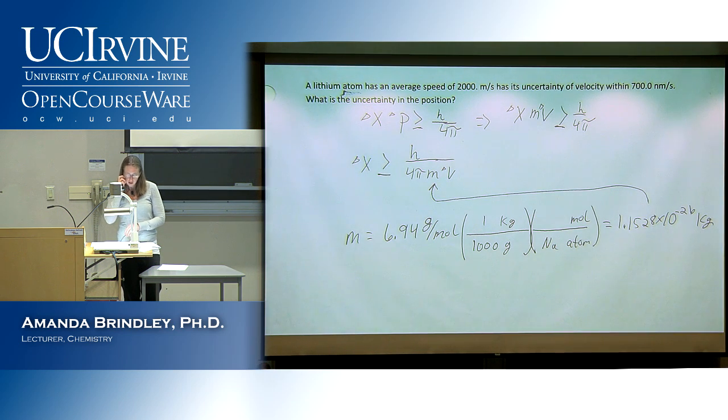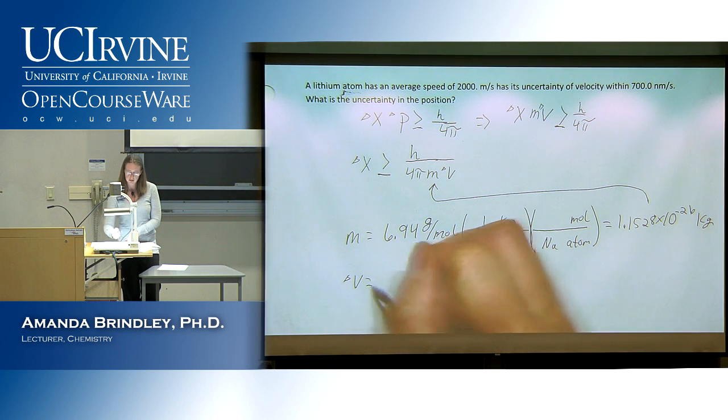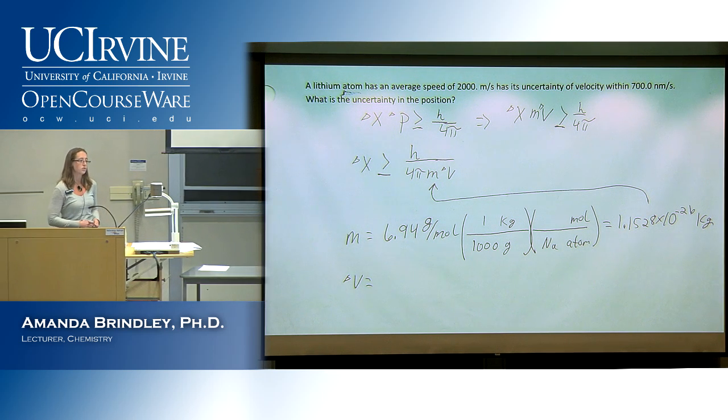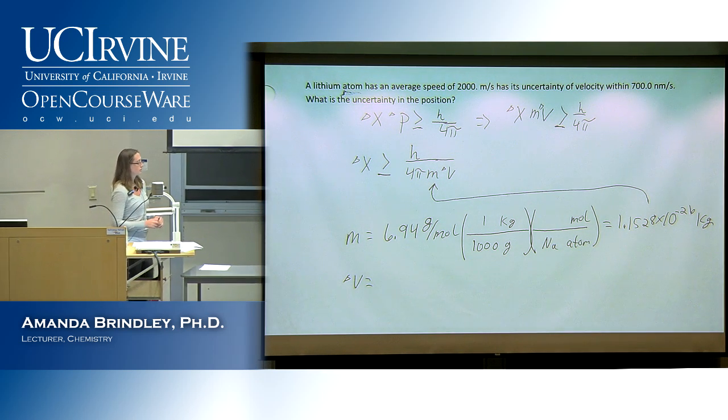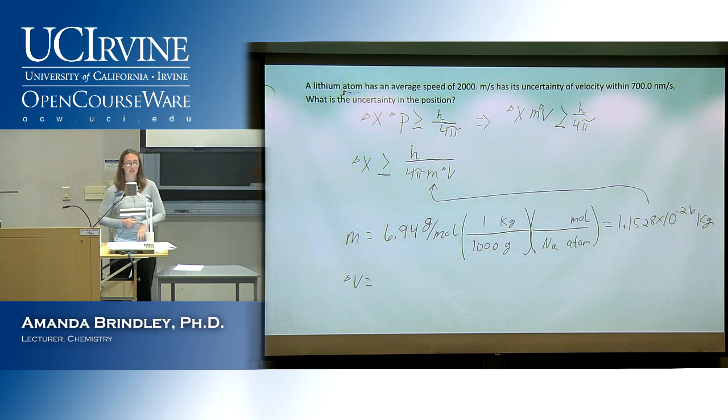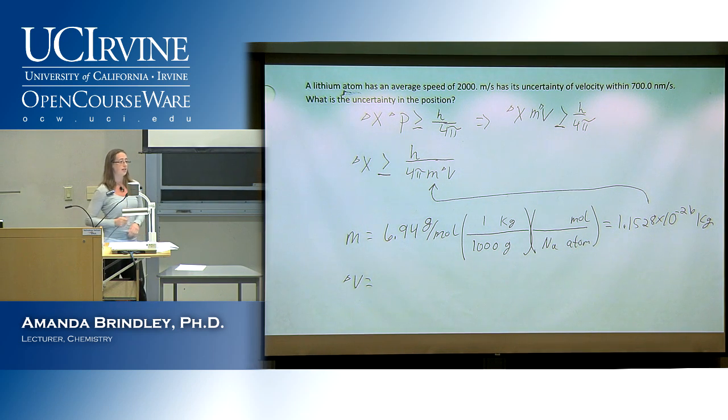Okay. Now for velocity. What is our delta V? Is it 2,000? What is 2,000? It's our velocity, right? Is that velocity? No, it's uncertainty in velocity. So why is that 2,000 there? Is it to trick you?